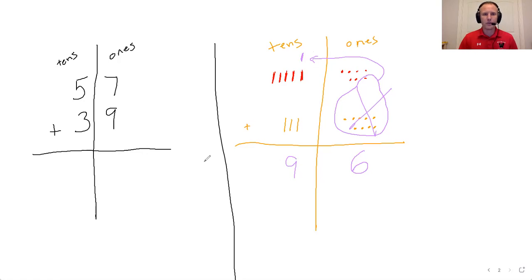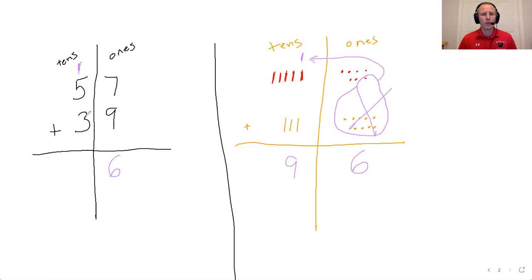Let's see if the same thing happens when we use our standard algorithm. 7 plus 9, or 9 plus 7, 9 plus 1 that makes a 10, and then you end up with 6 more. So I'll put my 6 there, in the 16, and I'll put my 1 there for my 10. So notice that 1 in the tens place and the 6 in the ones place here is a 16. That's 1 ten, 6 ones, 16. It's just been split up, right?